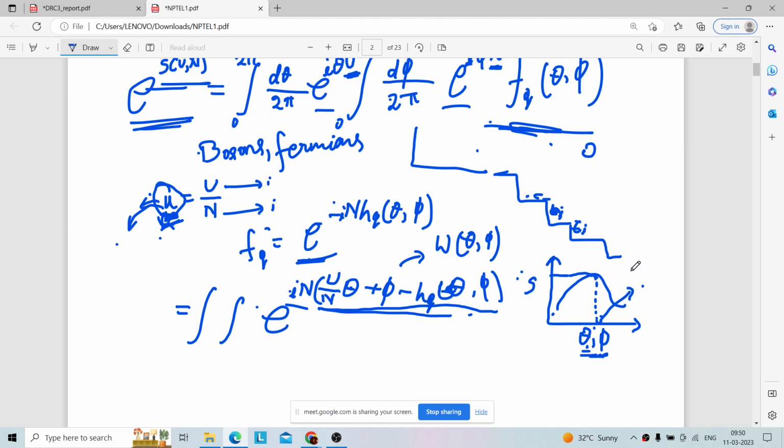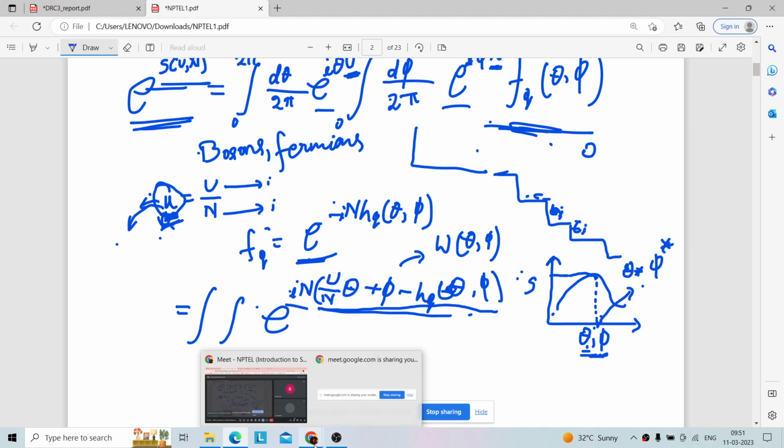Maybe you are familiar with the saddle point methods. If in a graph there is a maxima or minima, we have to find the maximum and minima point from that graph. So I'm naming this point theta star and phi star. So we need to find this point so that our entropy will be maximum.